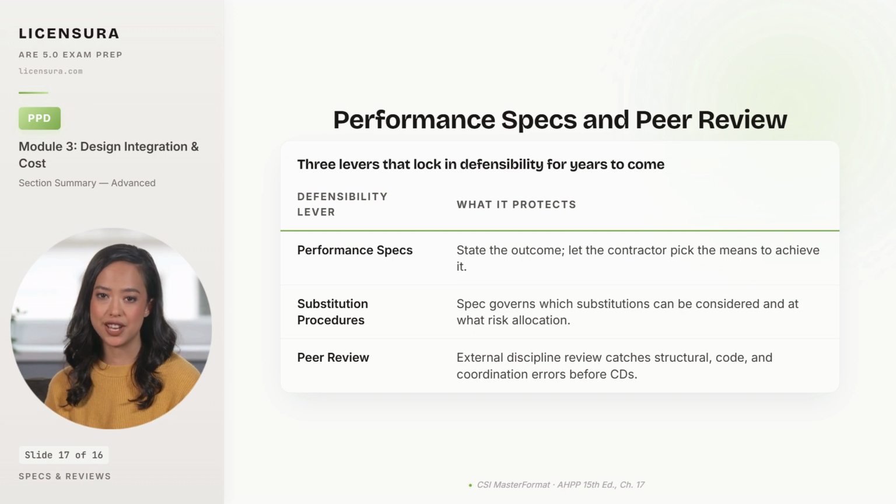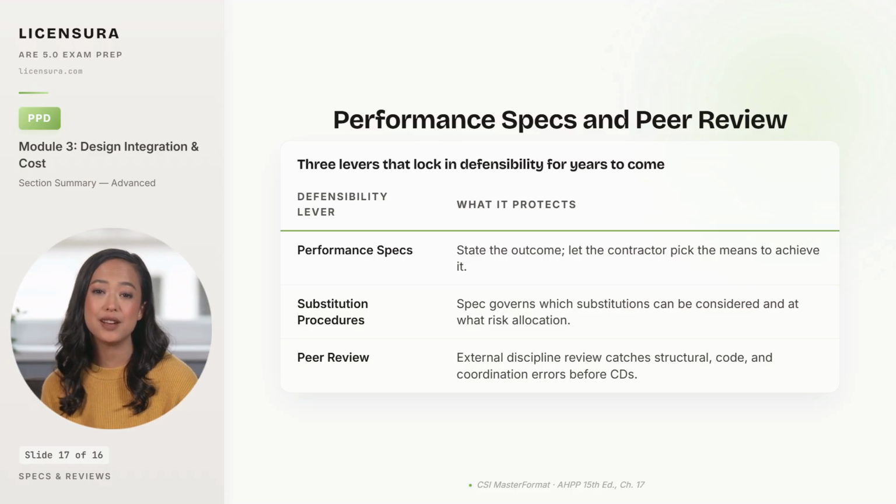Substitution procedures live inside the project manual under CSI Section 01 25 00. The spec governs which substitutions can be considered, what supporting documentation the contractor must submit, who reviews the request, and how the risk shifts when the architect accepts a substitution after award.